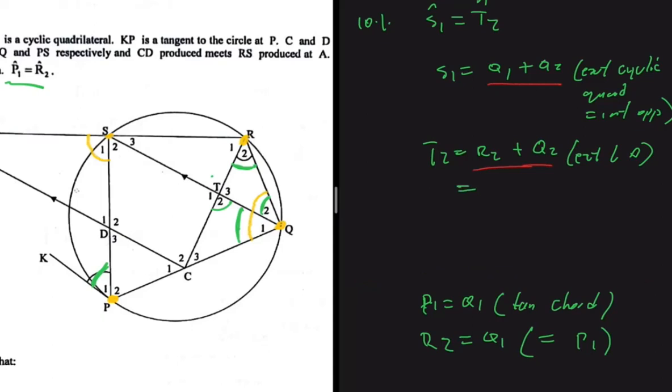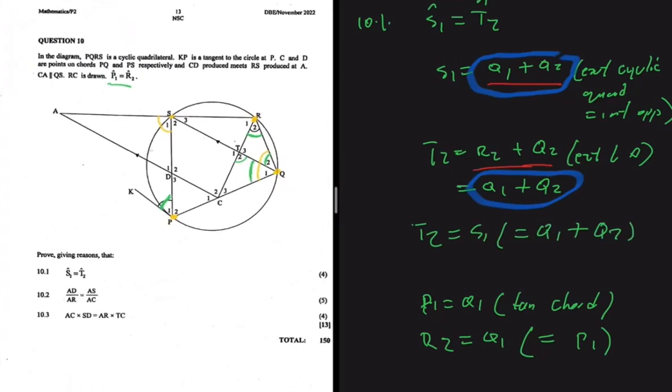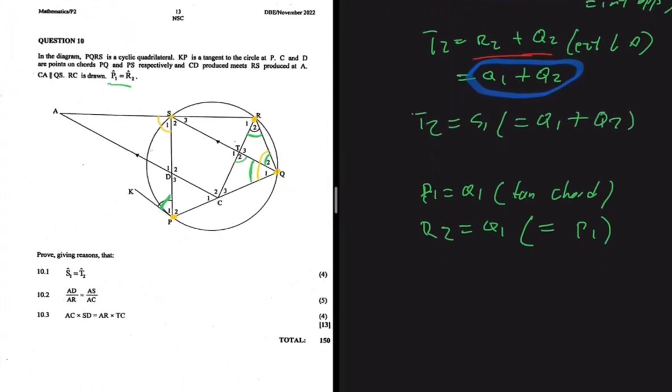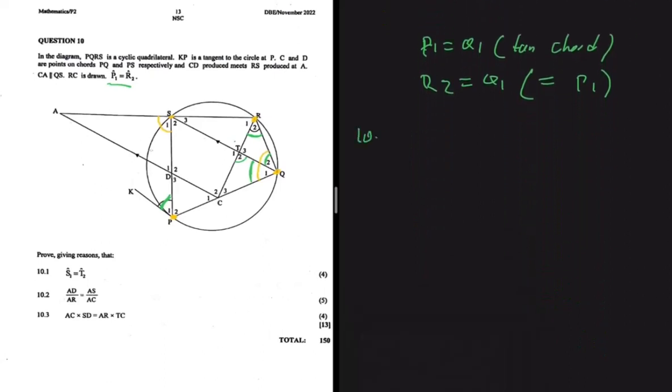So instead of R2 plus Q2, we can say Q1 plus Q2, right? So now it will be easy to see that S1 is Q1 plus Q2 and T2 is Q1 plus Q2. So we have proved that T2 is equal to S1 since they are all equal to Q1 plus Q2. And yeah, you get your 4 marks. And now let's move to 10.2. So we are at 10.2 now.